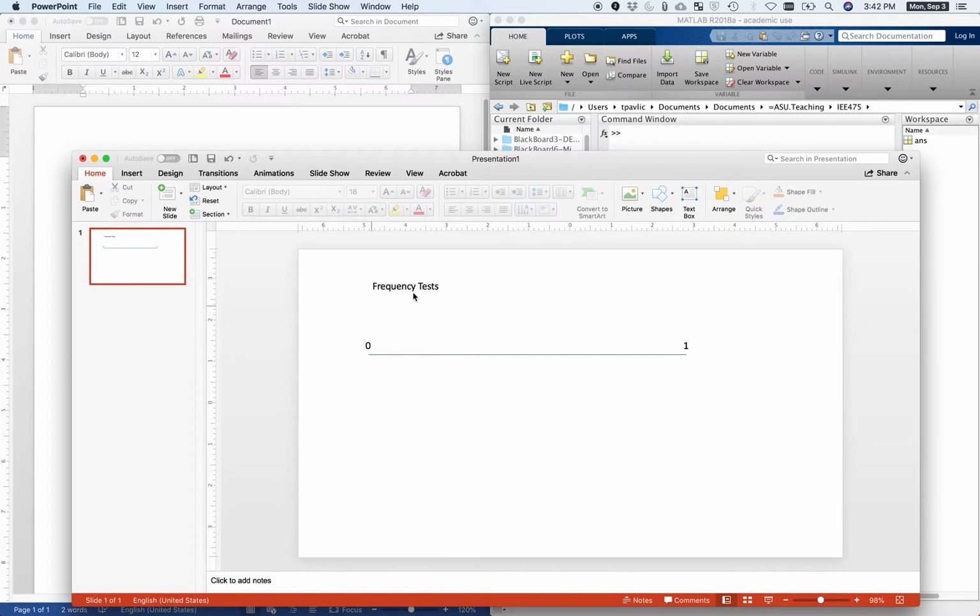Are they all clustered around 0? Are they all clustered around the middle? Are they all clustered around 1? If they are truly uniformly distributed between 0 and 1, then if I draw enough of them, they should be found anywhere with equal probability along this line.